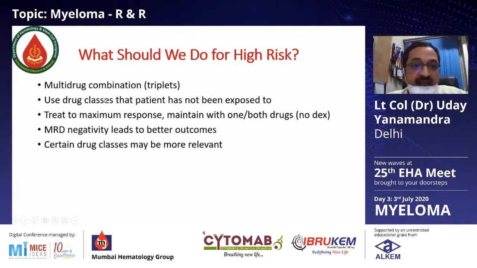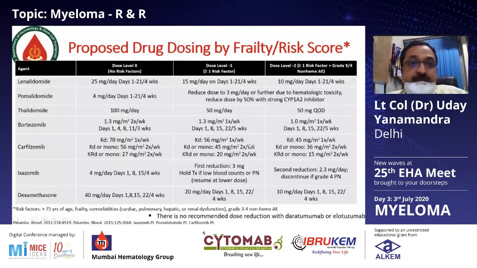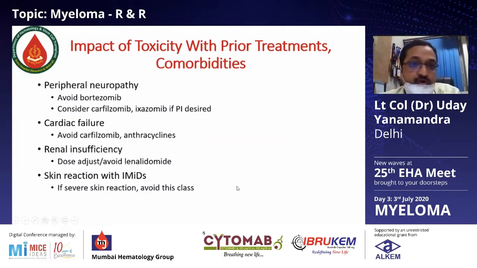What should we do for high risk? Multi-drug combinations, as I have shown you. MRD negativity does have a benefit in better outcomes for these patients. These are the proposed drug dosings for frailty or risk score. I've just put this slide for those people who are interested to read it at a later date. So depending upon the frailty index, you can actually dose the various drugs in various combinations.